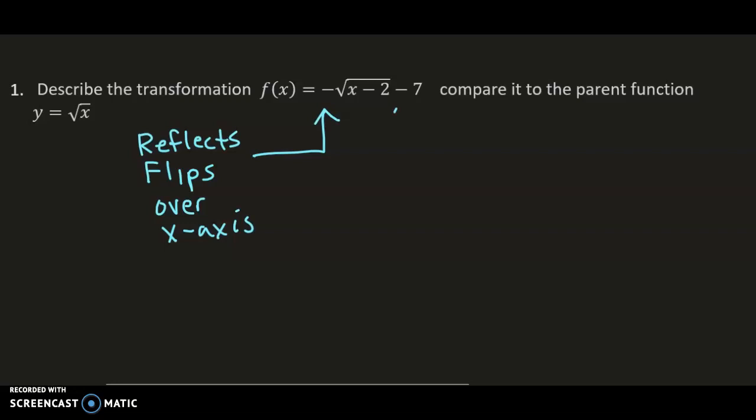Then let's think about what the 7 does. What the 7 is going to do in this function is you're going to take your input, it's going to go into x, take away 2, do the opposite, take the square root, and then you're going to take away 7 from your output. So it's going to take your output and shift it down 7.